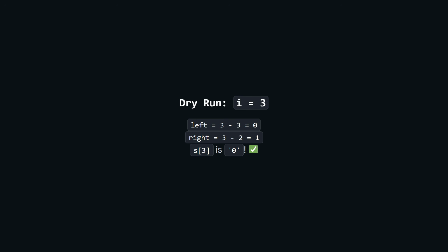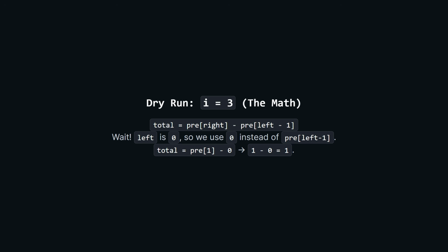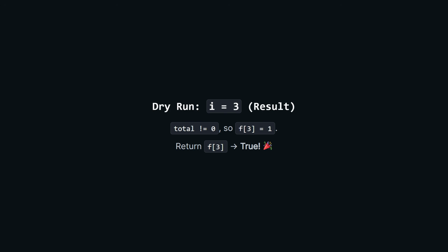The string has a 0 here, so we can try to jump. We use our prefix trick. Because the left side of our window is exactly 0, we hit our edge case and subtract nothing. The total is just the prefix sum at index 1, which gives us one valid jump. Because our total is greater than 0, we successfully reached index 3. We mark it, and since index 3 is the end of our string, we return true.